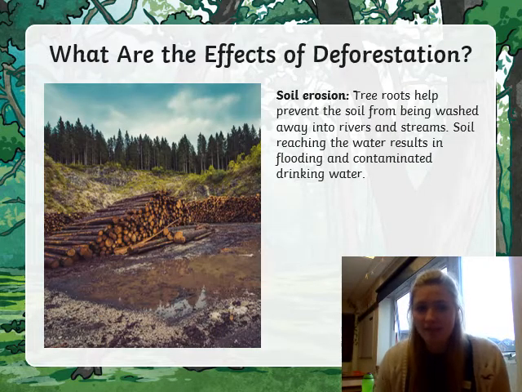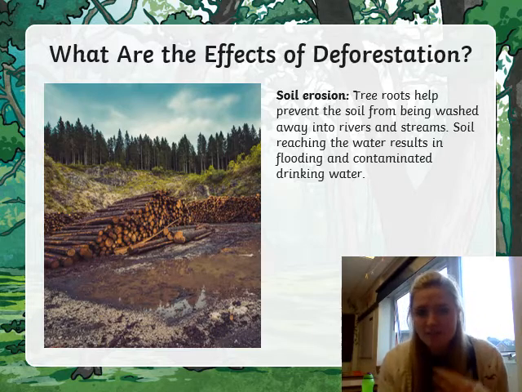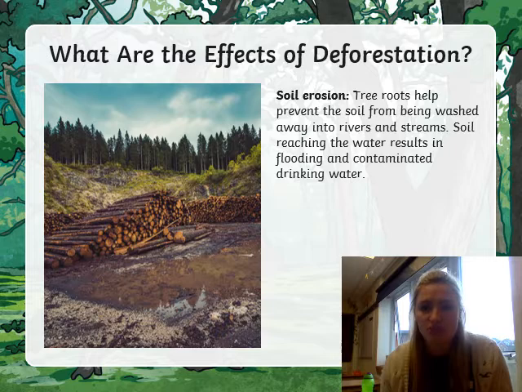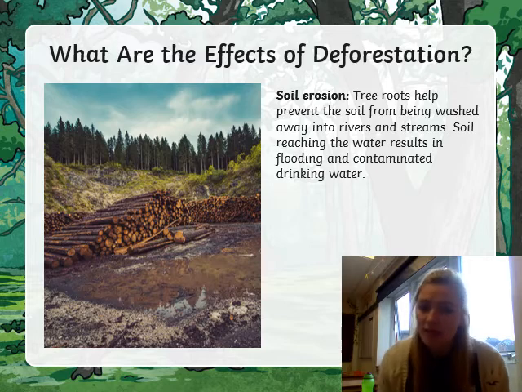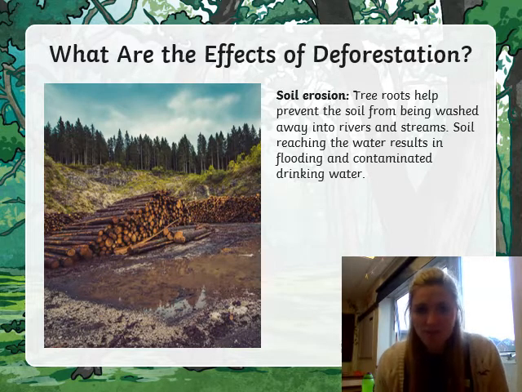So what are the effects? We've talked a little bit about this one already: soil erosion. Without tree roots, the soil will move, and as it rains, the soil will move into the rivers and streams, which could lead to flooding and also contaminated drinking water. So there's less clean water to drink because of the soil that's now in the rivers.